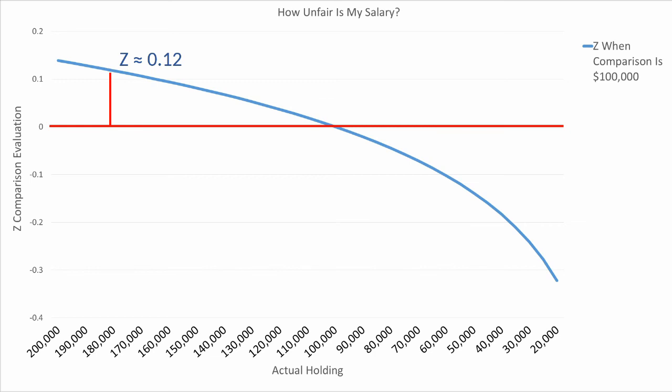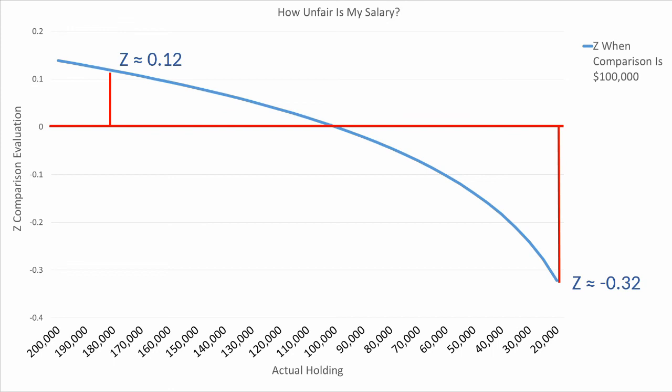But what would happen if we modeled a situation where someone was making $80,000 less than the comparison holding? It's the same absolute difference, but now it goes against the recipient instead of favoring them. In this case, Z is negative. But look at the absolute value. It's much greater, more than twice as large as before. This is because we care more about negative unfairness than positive unfairness. And this model captures that psychological process.